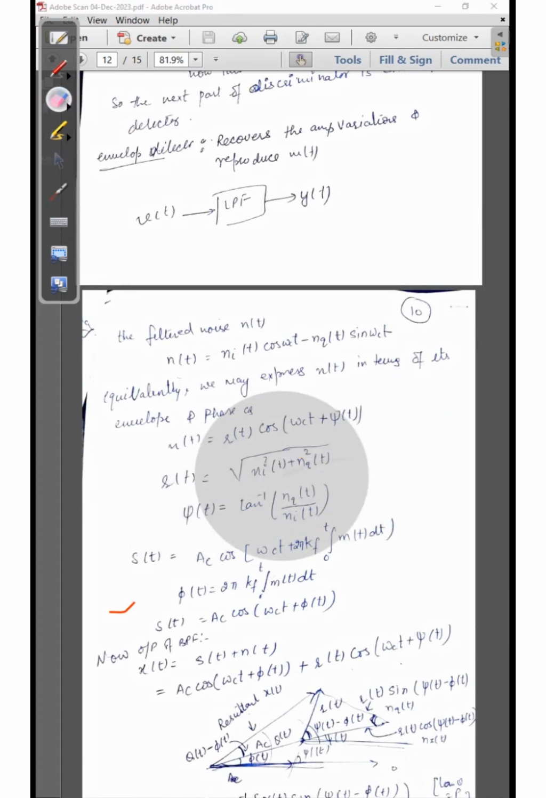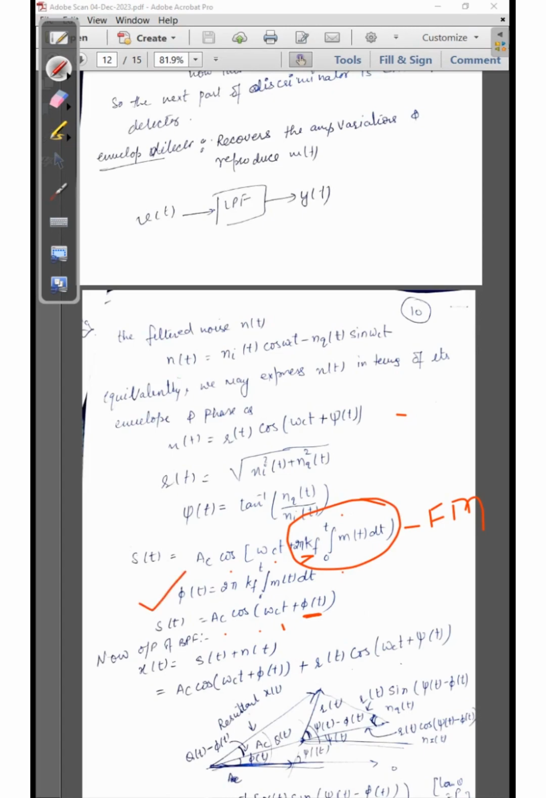Now my s of t is Ac cos(omega_c t plus 2 pi k_f integral from 0 to t of m of t dt). This is the equation of FM. Now if I have to represent this equation in terms of how we represent noise, I can write s of t equals Ac cos(omega_c t plus phi of t), where phi of t is nothing but this factor I have written here. Phi of t equals 2 pi k_f integral from 0 to t of m of t dt.